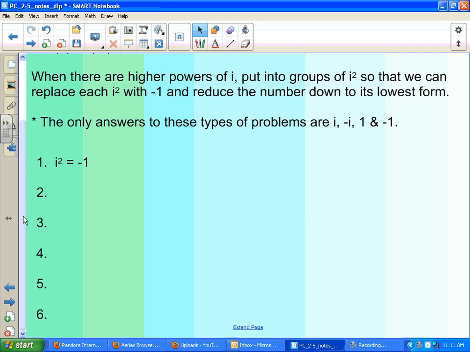All right. So what do we do when we have these higher powers? Let's see if we can use our patterns and quickly come up with an answer. You guys ready? This is the challenge of the day. All right, here we go. We'll start out with some simple ones. i to the 8th. What's the answer?